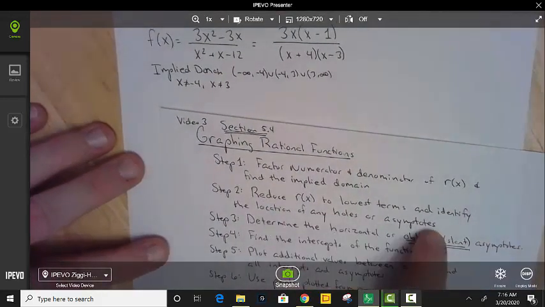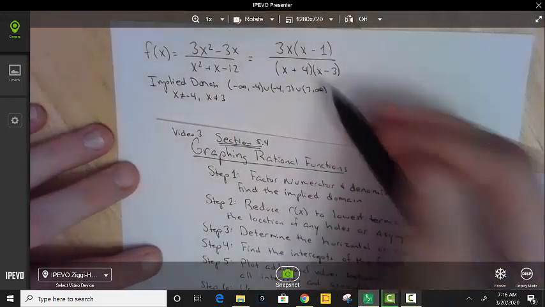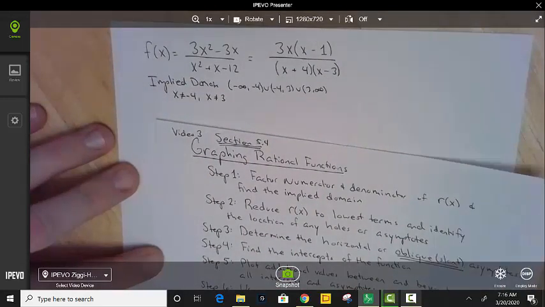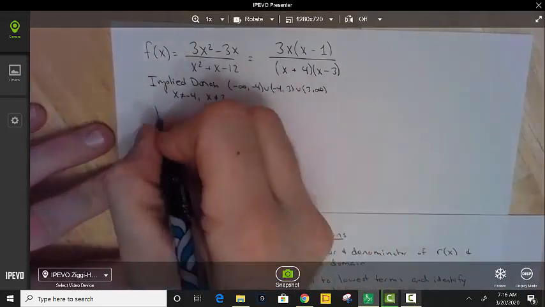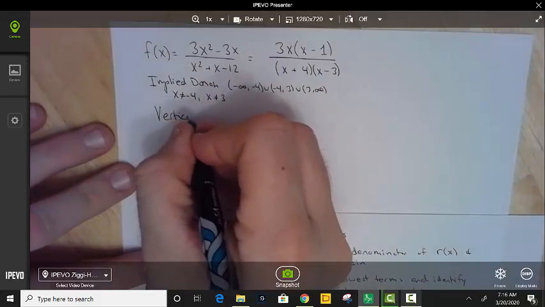Reduce it to lowest terms, identify the location of any holes or asymptotes. And we notice nothing cancels, nothing reduces. So that means that we're not going to have any holes, we're going to have vertical asymptotes.